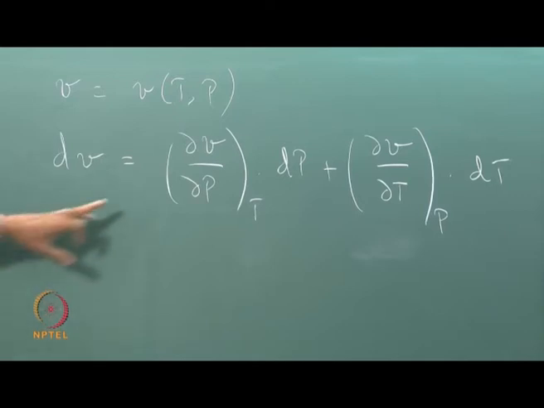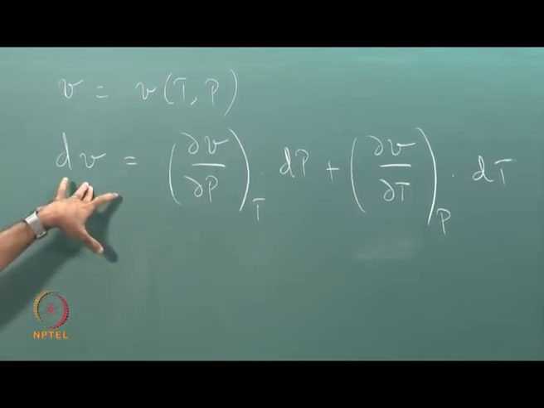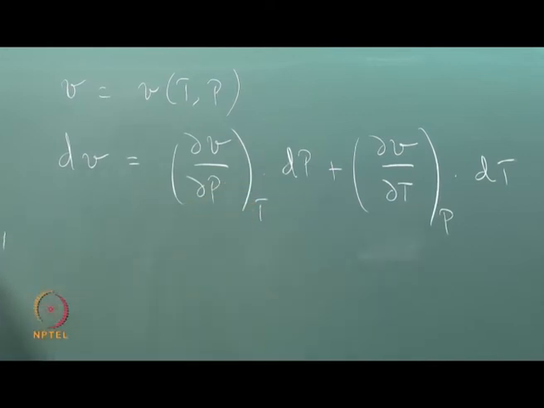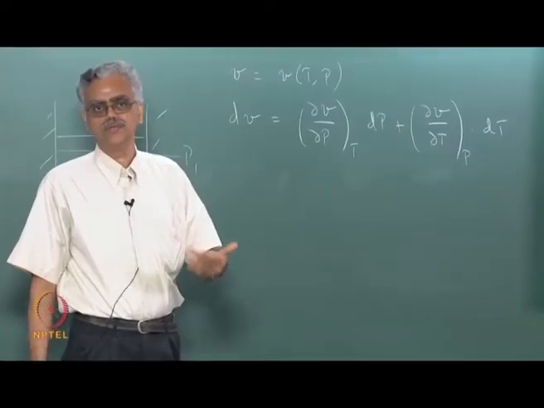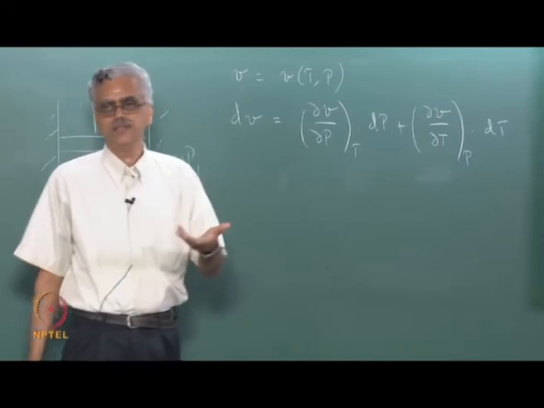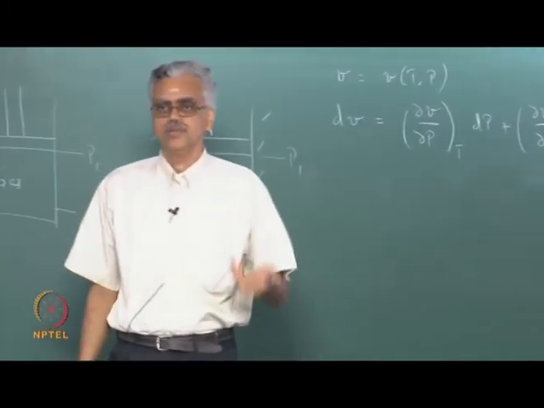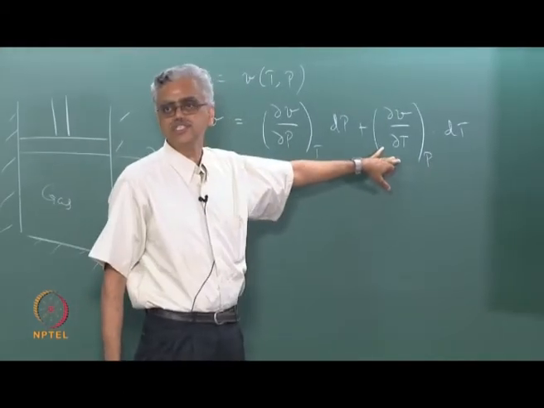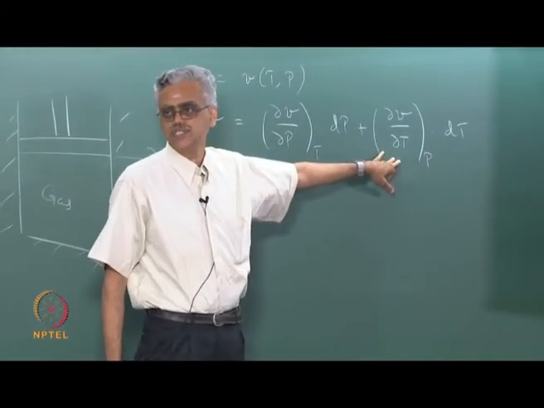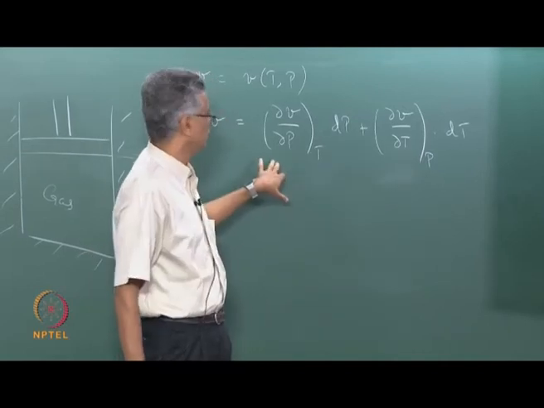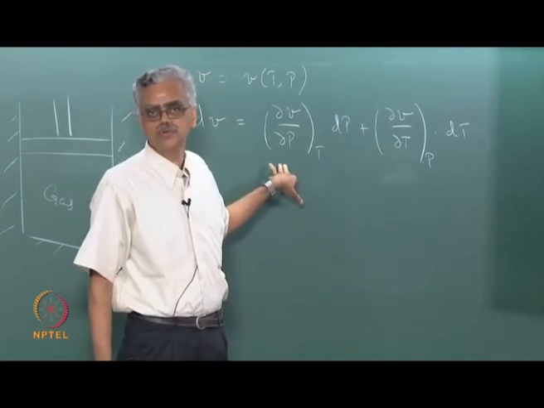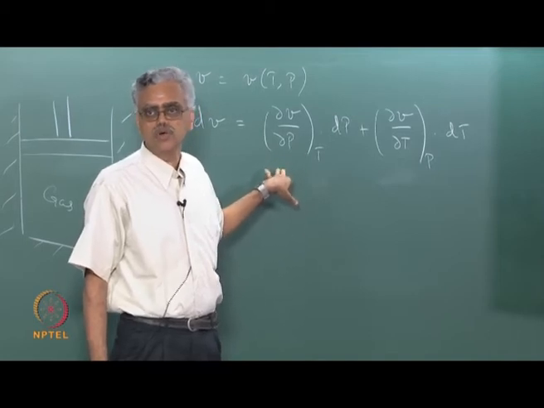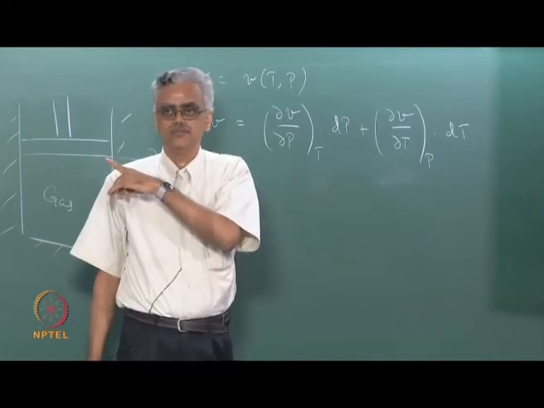So what this tries to tell me is that a change in specific volume can be due to two things. Number one, due to a change in pressure or due to a change in temperature. You all know that when I heat a gas, its density decreases or specific volume increases. So that is what this term refers to: the change in specific volume due to just a change in temperature. This term talks about change in specific volume due to change in pressure. So this term is what relates to compressibility.